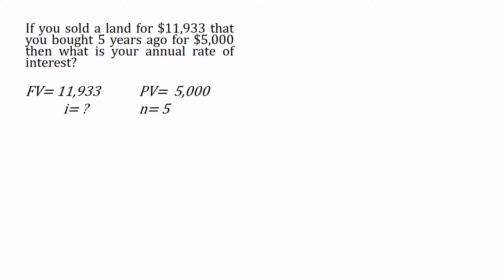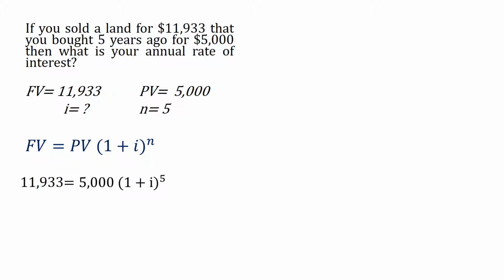Let's use the future value equation, plug in the numbers. Now we need to find a way of simplifying the equation. What we will do is try to move the numbers on one side and leave the variable, or the unknown, on the other side. And here what we can do is move the 5,000 to the left side of the equation.